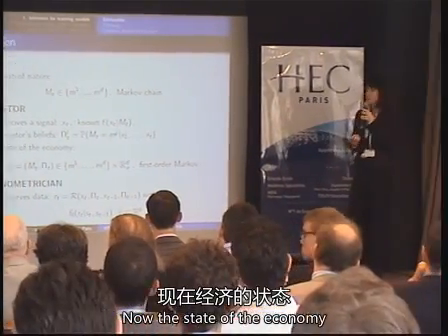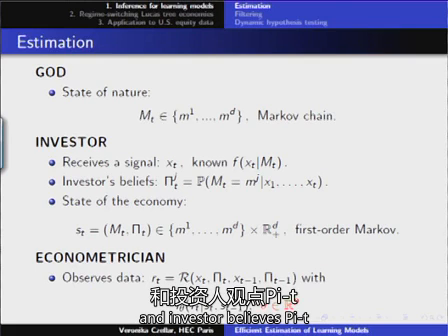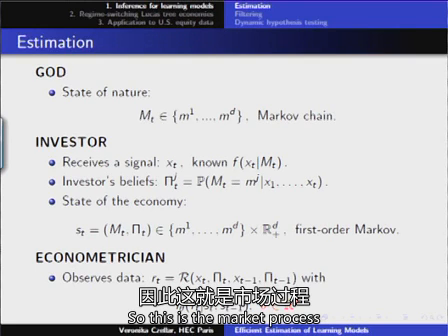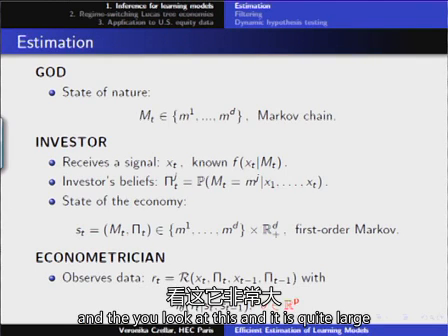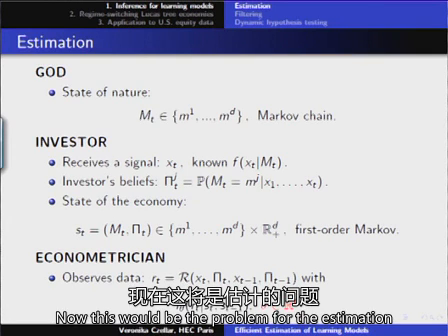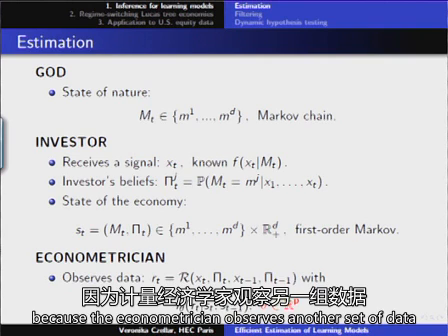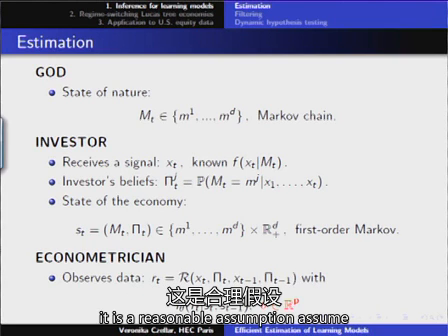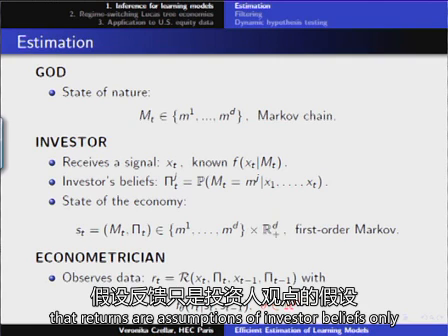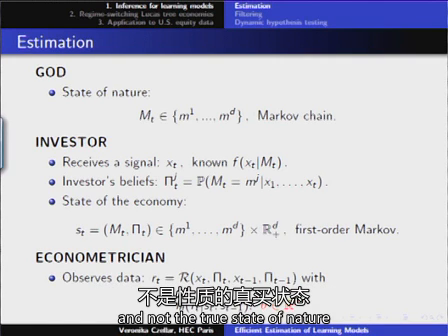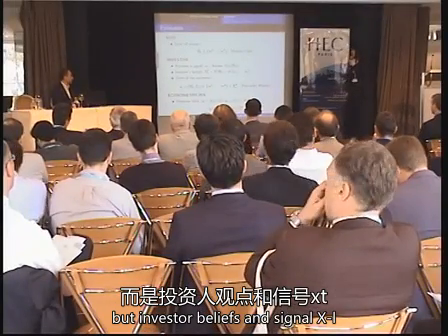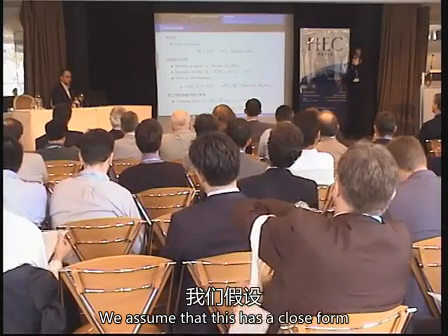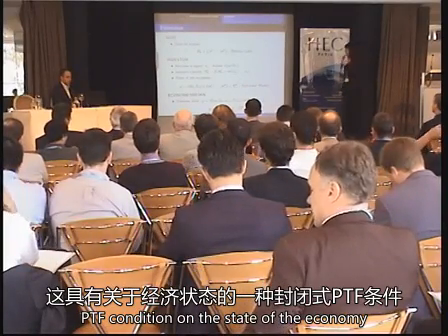Now, the state of the economy consists of both the state of nature, M_t, and investor beliefs, pi_t. And so this is a first order Markov process. You can see the state space is quite large. And this will be the problem for the estimation, because now the econometrician observes another type of data, say returns. Since investors price assets, it's a reasonable assumption that returns are functions of investor beliefs only, not the true state of nature, but investor beliefs and the signal x_t. And we assume that this has a closed form PDF conditional on the state of the economy.